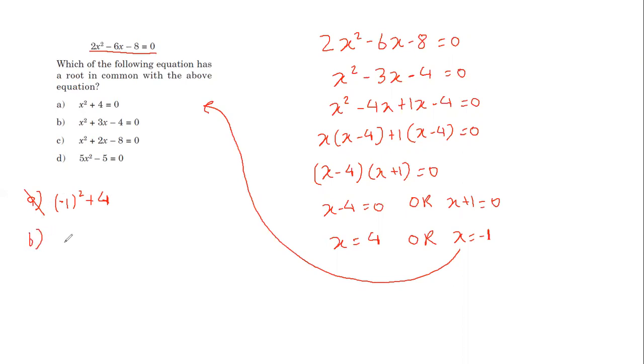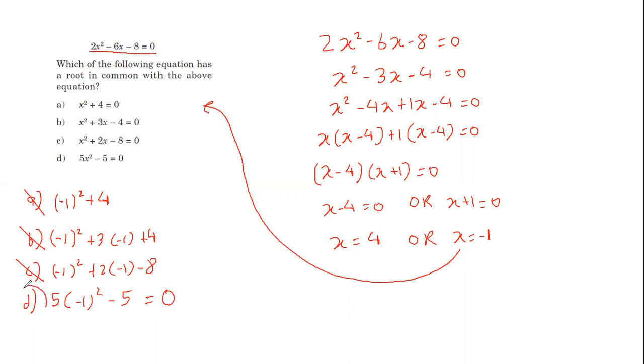I'll try to put in option B, that's negative 1 square plus 3 into negative 1 plus 4. Does it give me 0? No, so that's gone. If I put in option C, that's negative 1 square plus twice into negative 1 minus 8. Does it give me 0? No. So of course my answer has to be D. And if I quickly go ahead and check, if I put negative 1 minus 5, does it equal 0? Yes, because 5 minus 5 is 0. So it very well satisfies, and this will be my answer.